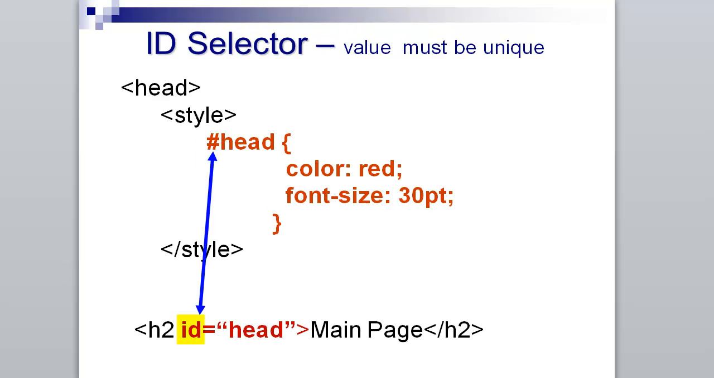The ID selector. We have already looked at the ID attribute as the means to set a unique value for an element. We can use that ID as a selector. The syntax would be putting a pound sign in front of the name of the value of that selector. So here we see ID equals head, which is in our HTML tag. And in our embedded style sheet, we see pound head. So we can apply styles to a selector.